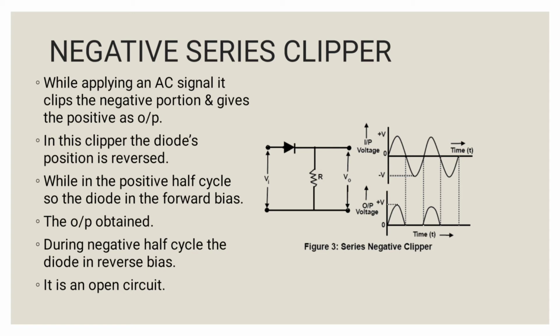When it reaches the negative half cycle, the diode's anode becomes negative and the diode's cathode becomes positive. So now the diode is in the reverse bias condition and acts as an open circuit. So there is no output in the negative half cycle. This is called the negative series clipper, which clips the negative portion of the applied input signal. Next, we see the negative shunt clipper.